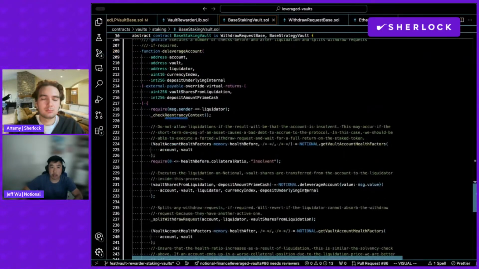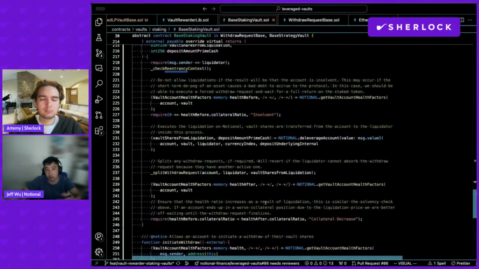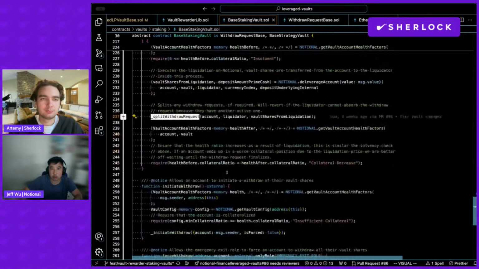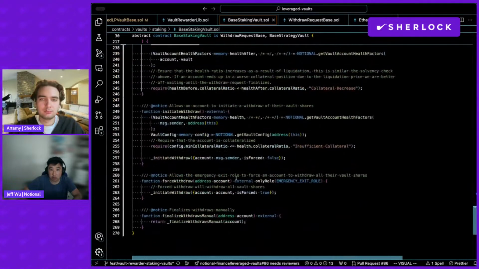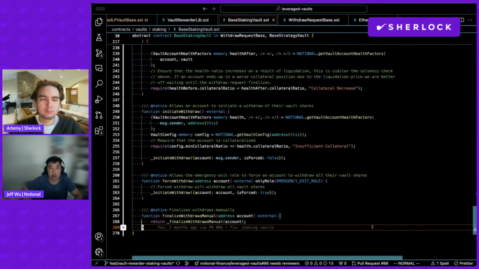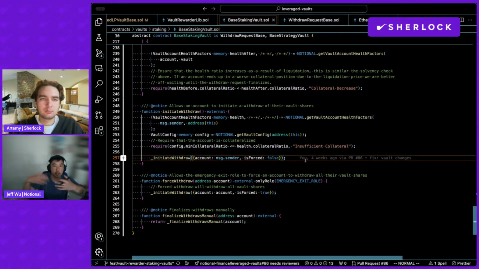And then we discussed this deleveraging method here around checking the insolvencies, and then this split withdrawal request. We discussed that as well. And last thing here, these are three methods that sit on these staking vaults in general. One is the initiate withdraw. What this does is it allows an account to voluntarily put themselves into a withdrawal queue.